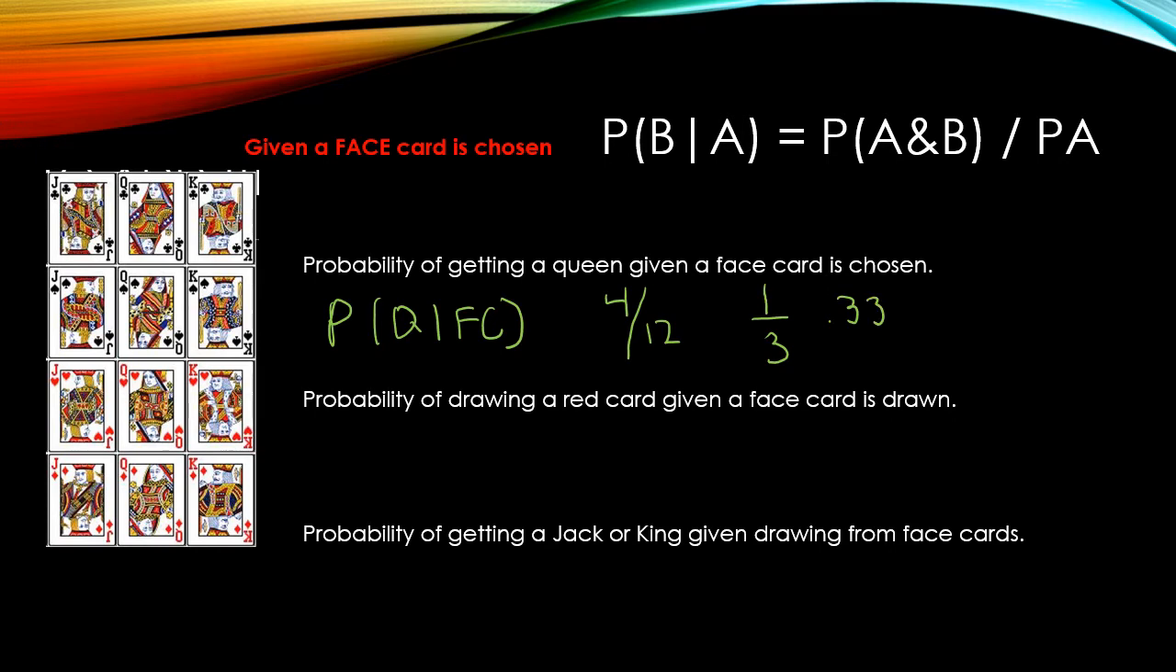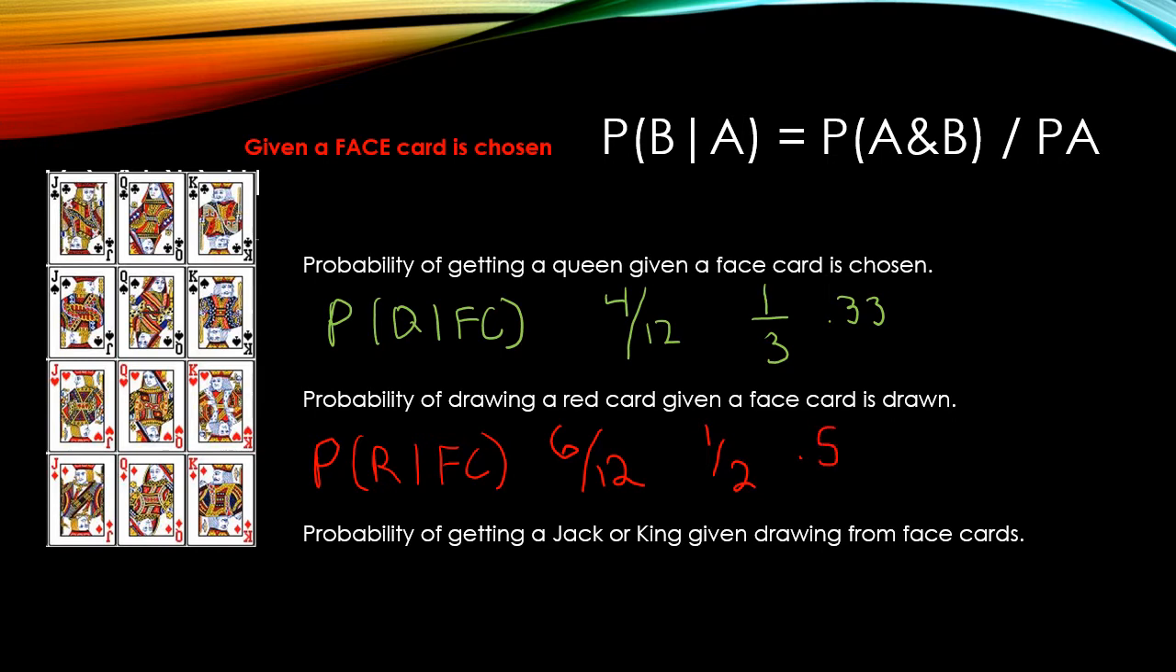So next, what's the probability of drawing a red card given a face card is drawn? It might look something like the probability of R given face card. Now let's look at our pool. We have 12 face cards and 6 are red. So we have 6 out of 12, or 1/2, or 0.5.